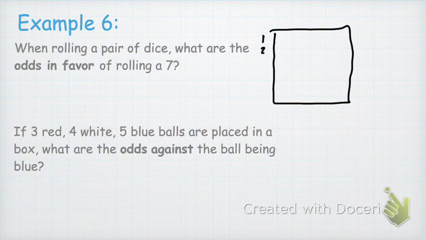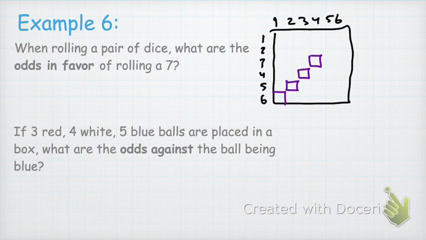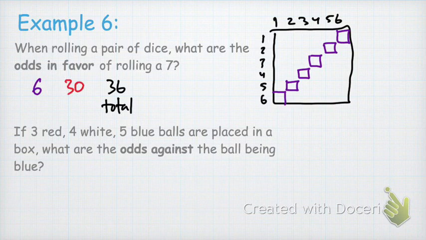So we've got 1, 2, 3, 4, 5, or 6 is our first dice. 1, 2, 3, 4, 5, and 6 is our second dice. And there are, 6 and 1, or 5 and 2, or 3 and 4, or 4 and 3, or 2 and 5, or 1 and 6. Those are the different ways of getting a 7. So there are 6 ways of getting a 7. There are 36 ways total. And if I subtract those, there are 30 ways of not getting a 7.